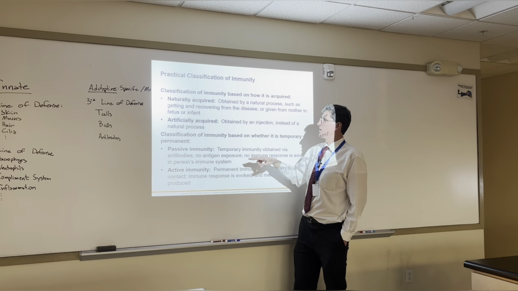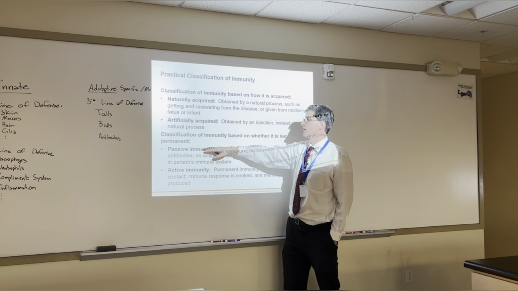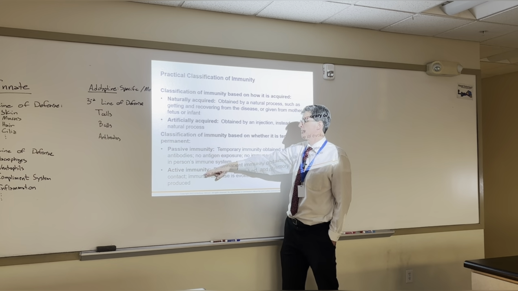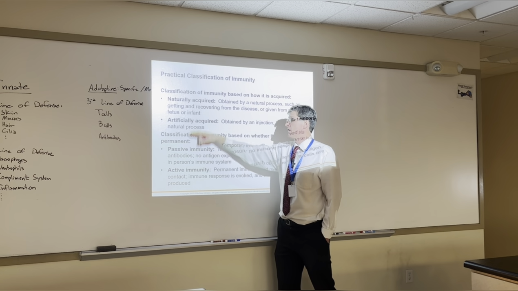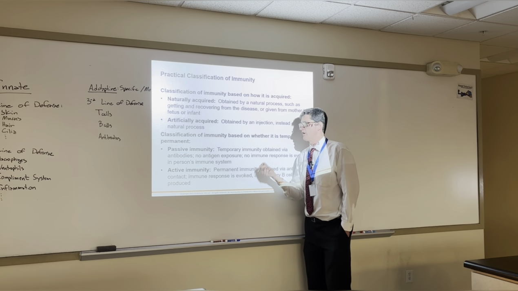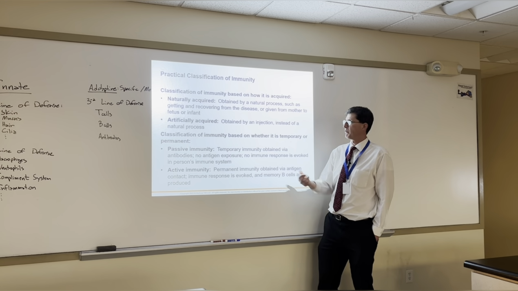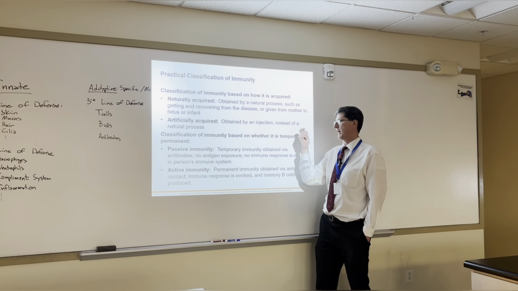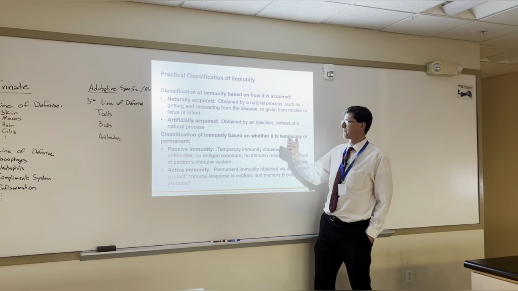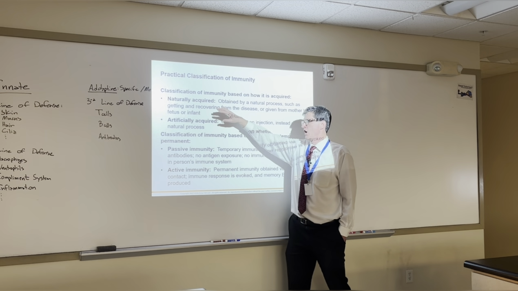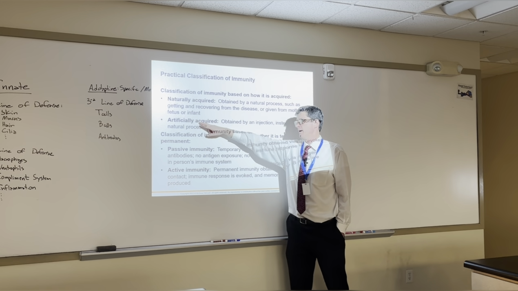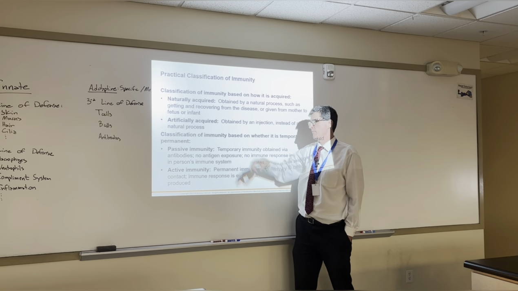And so when we talk about natural versus artificial, and passive versus active, these two things are going to go together. What natural means is that you get exposed to the antigen in a natural way, like breathing germs or eating from a spoon that somebody sneezed on. So kind of natural ways where the germs get in your body. Artificial means that it's introduced into your body in an artificial way, like an immunization or a gamma globulin shot.